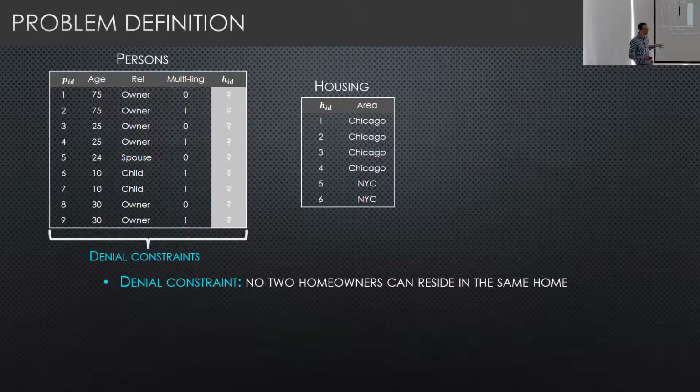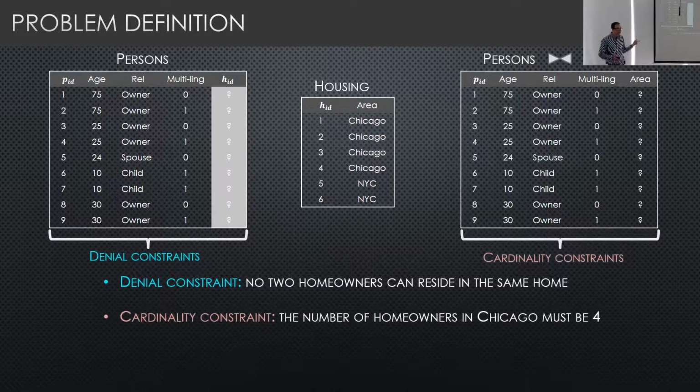So to make sure that we create realistic data, we can consider 2 types of constraints. The first one is a type of integrity constraints called denial constraints. And these can be applied on the persons table. For example, no 2 homeowners can reside in the same home. The second type are statistical or cardinality constraints that can be applied on the join. For example, the number of homeowners in Chicago must be 4. By the way, these constraints are available to researchers on the web.